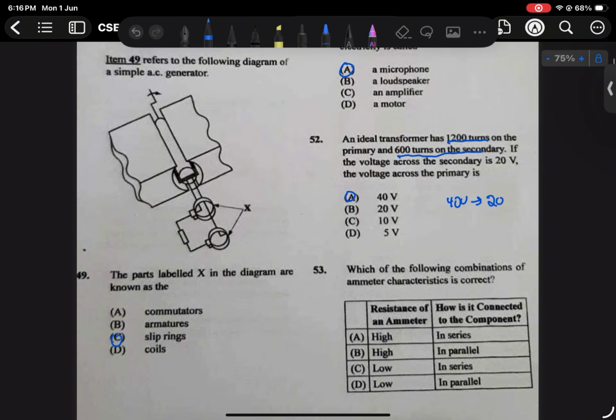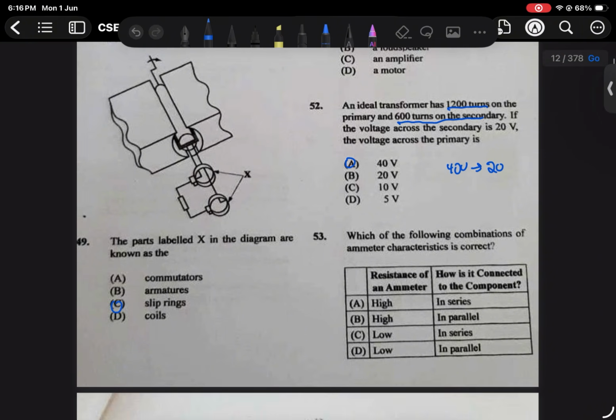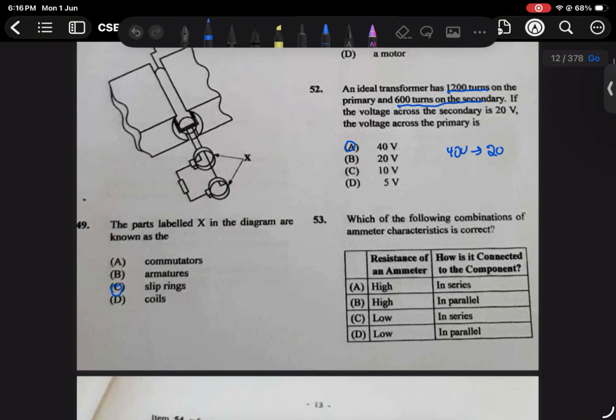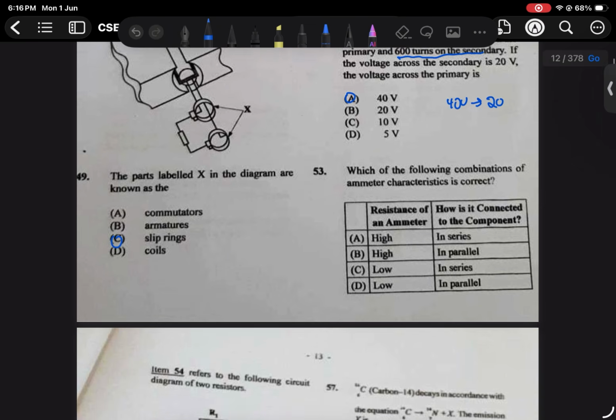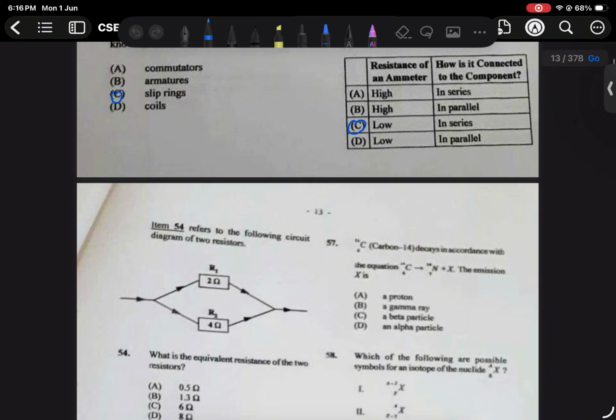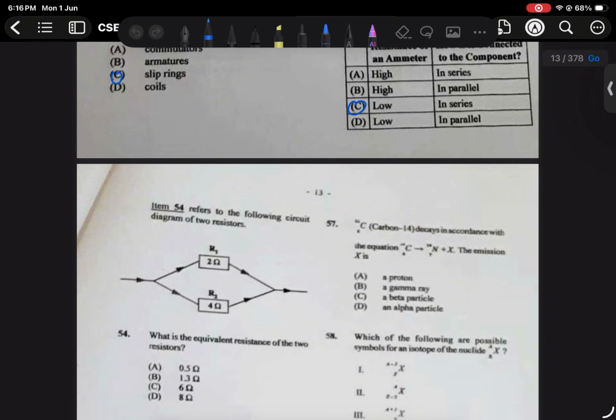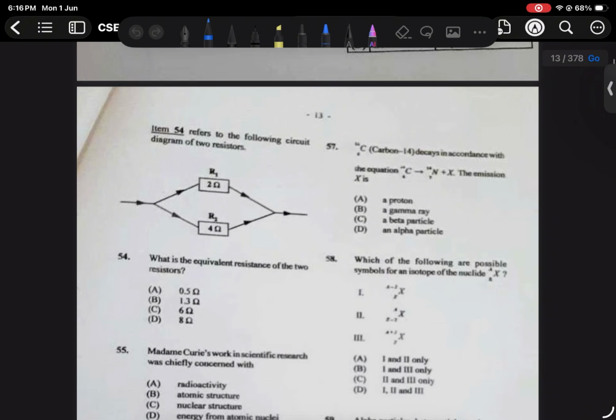Which of the following combinations of ammeter characteristics is correct? So ammeters are connected in series because they have a low resistance. So low, in series. Item 54 refers to the following circuit diagram of two resistors. What is the equivalent resistance of the two resistors?